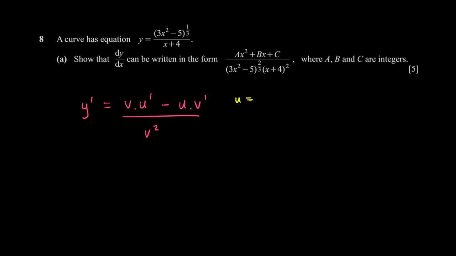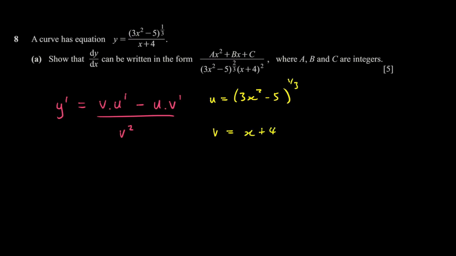Okay, what's our u? Our u is this thing here, the 3x squared minus 5 to the power of a third. And what's our v? Our v is x plus 4. So we need to differentiate both of these, basically. So if I differentiate u, then I differentiate the big bracket, right? So that means that the third comes to the front, and I reduce that power by 1. So I'm going to get a third bracket 3x squared minus 5 to the power of -2/3.